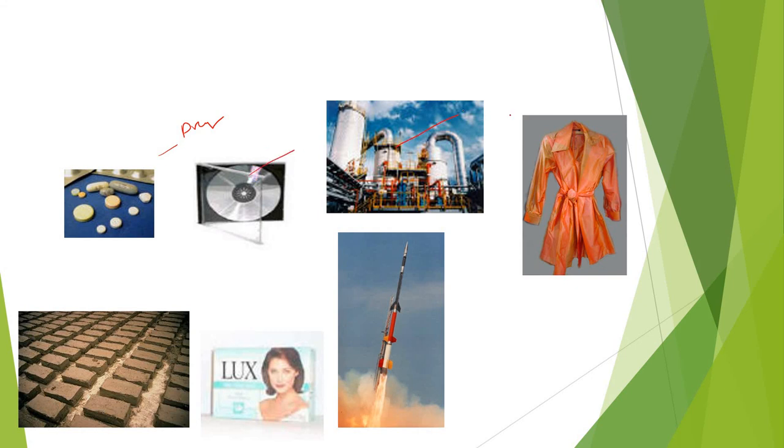DVDs, chemical factories produce many chemicals. Raincoats, rackets. The energy we get to lift the racket is from the fuel cells. That is also chemistry. Soaps, bricks, which are made of silicates. That is also chemistry. So to get all these, we should know the chemistry principles.